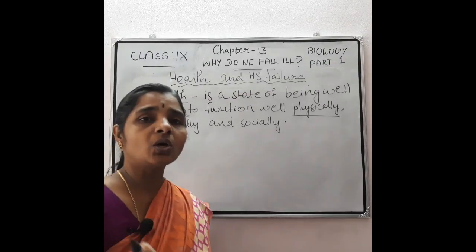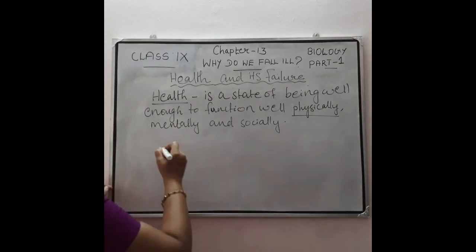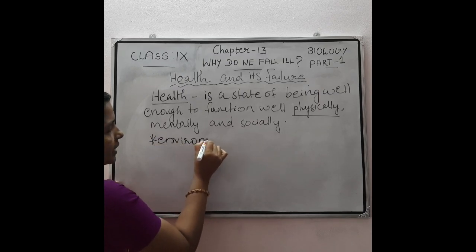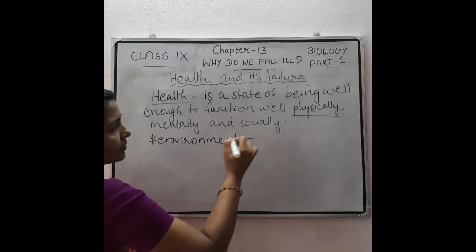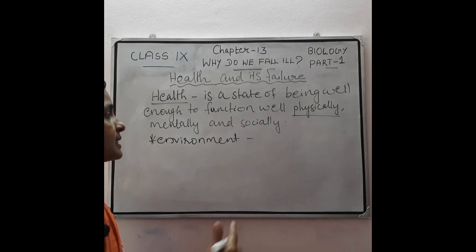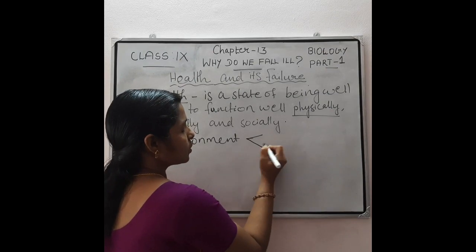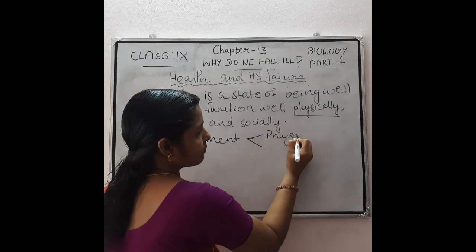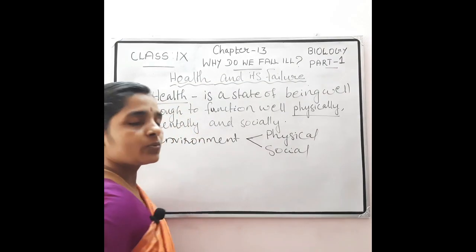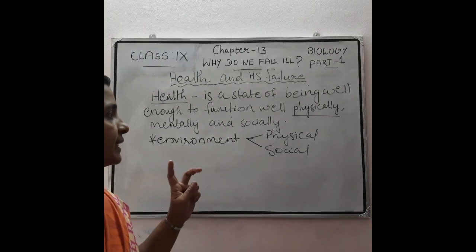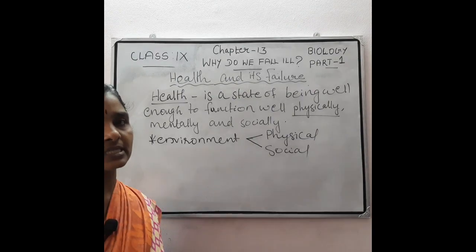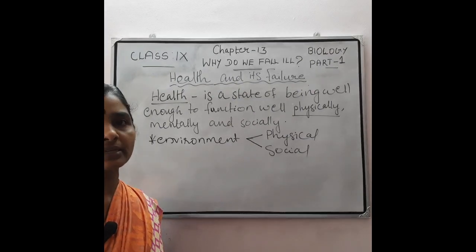Then the health of all organisms depends upon their environment or surroundings. This environment includes the physical environment and the social environment. The physical environment includes heat, cold, flood, cyclone, drought, etc. That will affect the health of a person, isn't it?